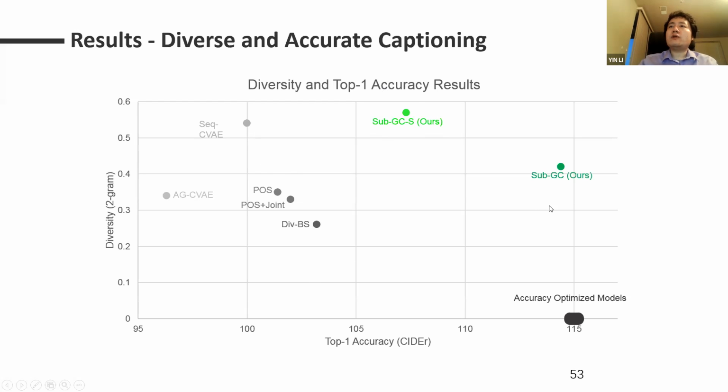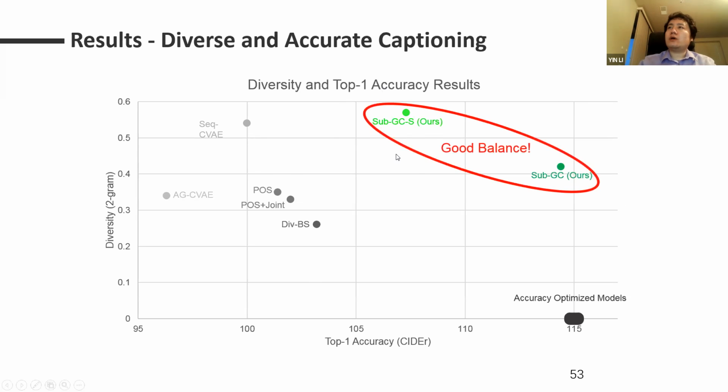So here we have different re-ranking strategies, or really different post-processing strategies, that we can use to tweak our model to be either more accurate or more diverse. And this is where we are, that we have a pretty good balance between accuracy and diversity. We can be quite diverse, more diverse than all these previous methods, and actually more accurate than them. We can also be quite accurate, very close to these accuracy optimized models, but still maintain a certain level of diversity between the generated captions. So this is about diversity and accuracy.